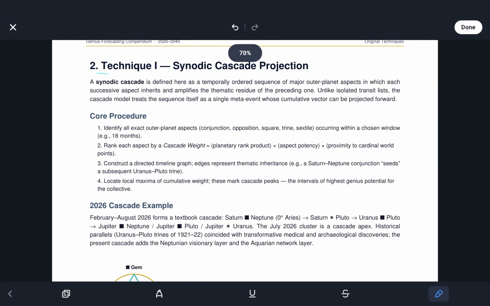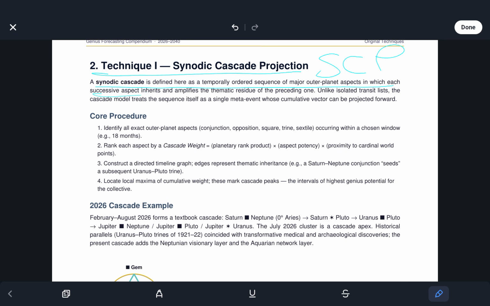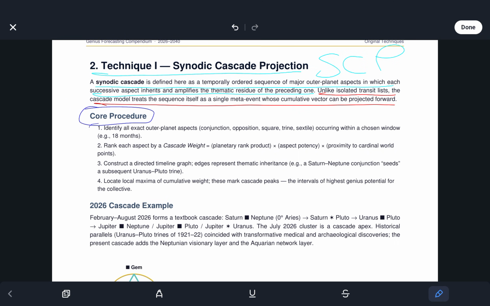So the first technique is SCP. The synodic cascade is defined here as a temporally ordered sequence of major outer planet aspects in which each successive aspect inherits and amplifies the thematic residue of the preceding one. Unlike isolated transit lists, the cascade model treats the sequence itself as a single meta-event whose cumulative vector can be projected forward. See the core procedure.